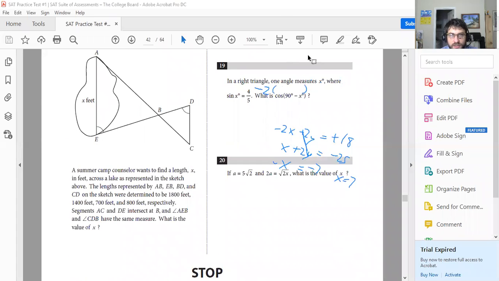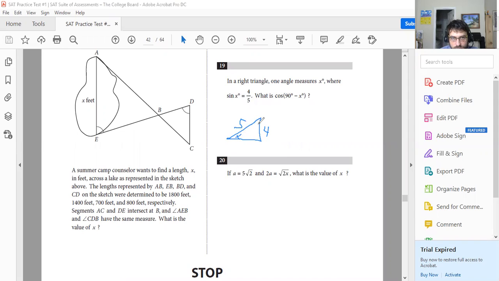Number 19. In a right triangle, one angle measures x degrees where sine of x is 4/5. What is the value of cosine of 90 minus x? We set up a little triangle right here. Let's call this x. Sine is going to be our opposite, so this is the opposite side over the hypotenuse.